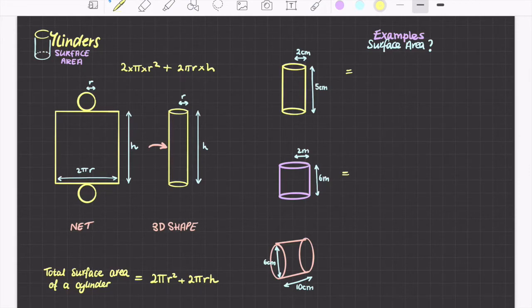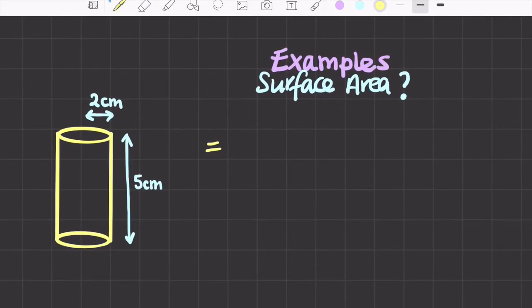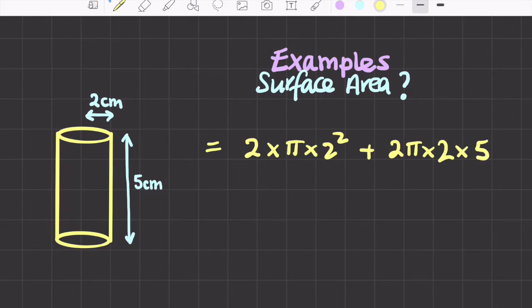Okay, so we're going to go through each of these questions now. So the first one, the total surface area. Well, let's think about the circles on top and bottom. So we've got 2 of them, and we've got pi times the radius squared, so the radius is 2 squared. That's my 2 circles, top and bottom. Then I need to add on to that the rectangular bit, so that's going to be 2 pi r. So 2 pi times 2, it gives me the circumference, then I have to times that by the height, 5. And I can type all that on my calculator. Let me run and get my calculator.